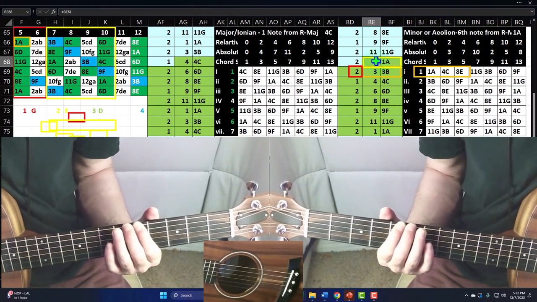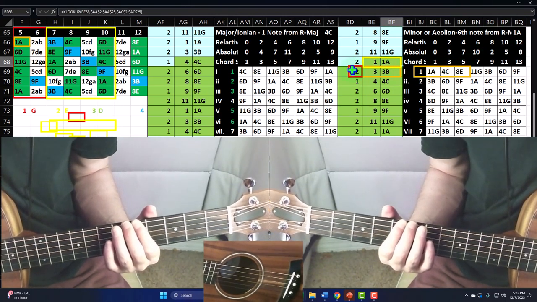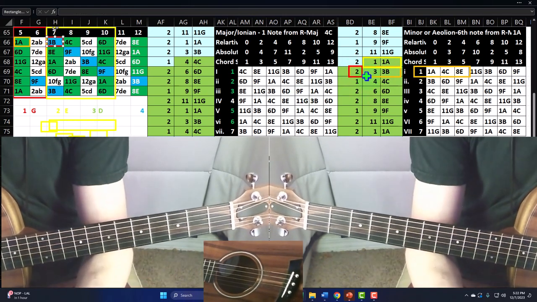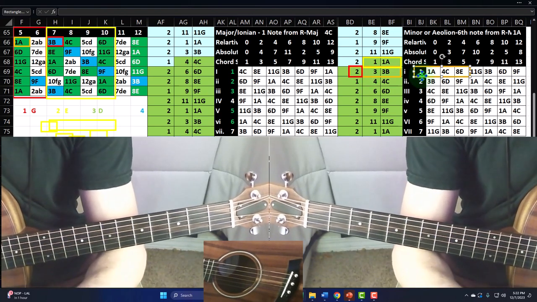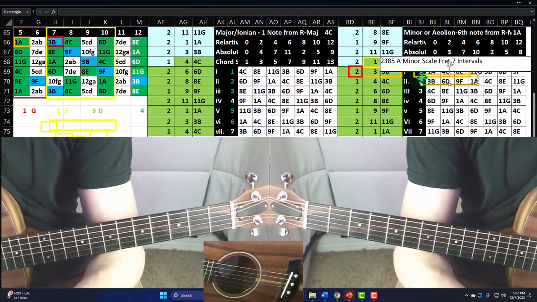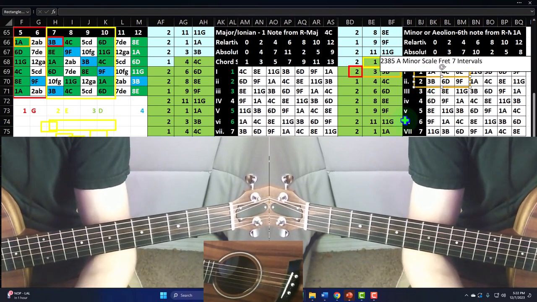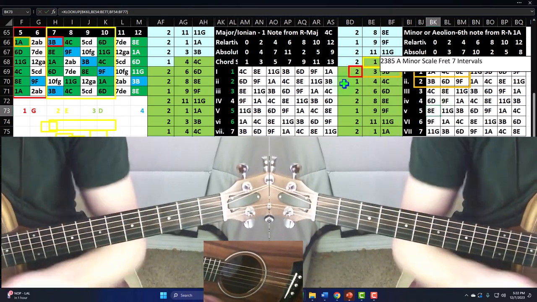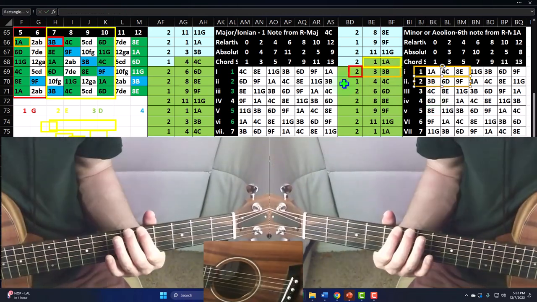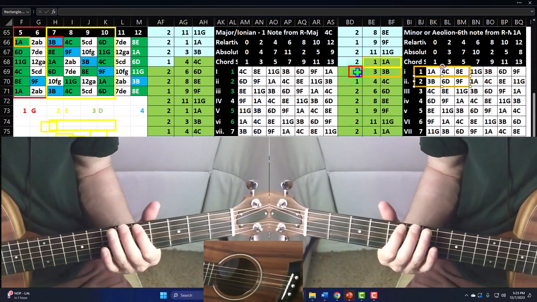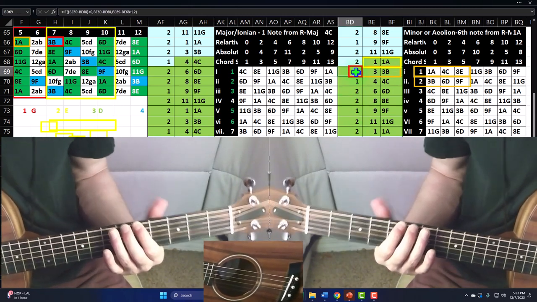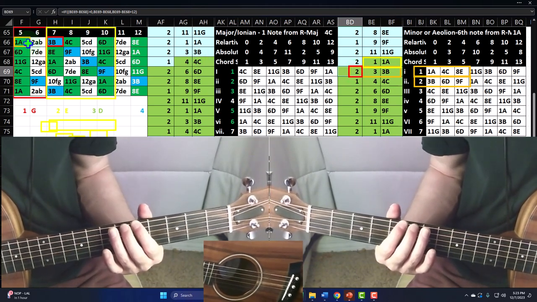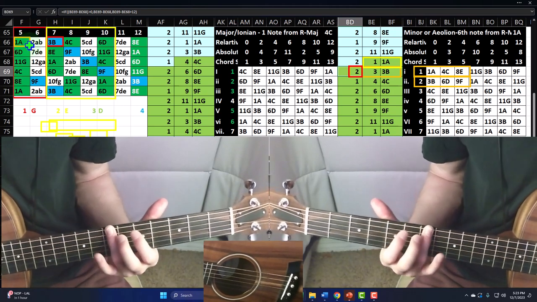which is note 1, an A. And then I'm going to move from the A to the B. So I'm going from relative position 1 to relative position 2. Relative position 2 is a whole step away when I'm looking at the minor. So I'm going from note number 1, which is an A, plus 2. 1 plus 2 is 3. Note number 3 is a B.